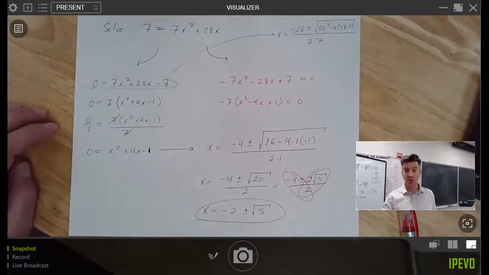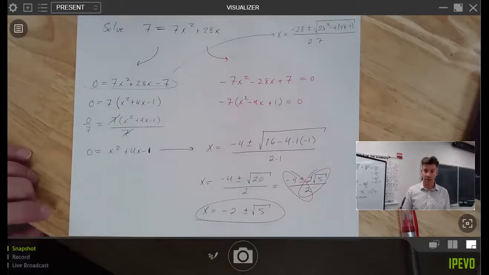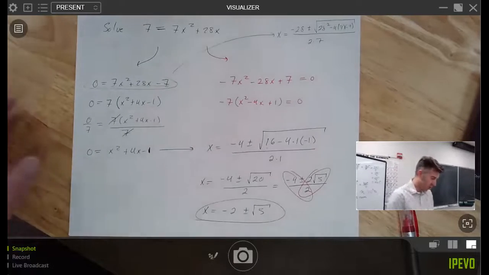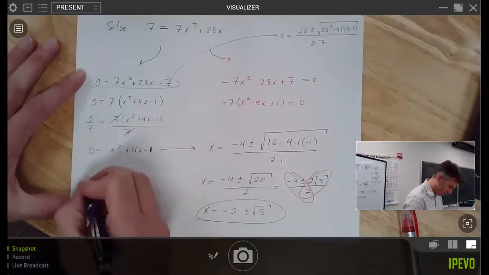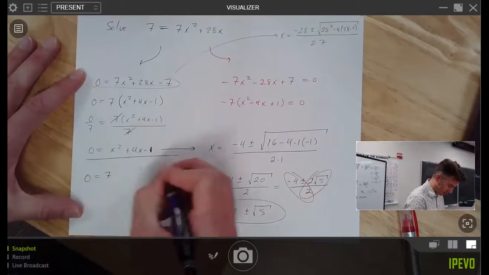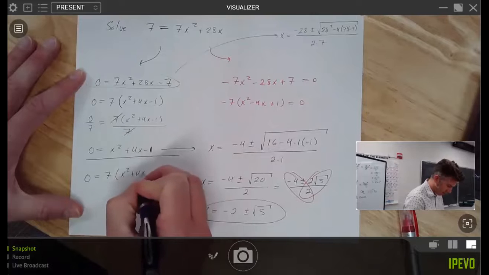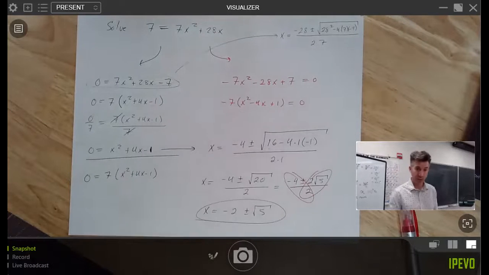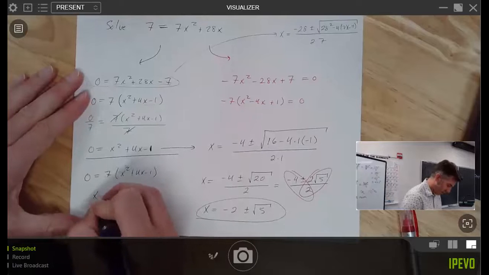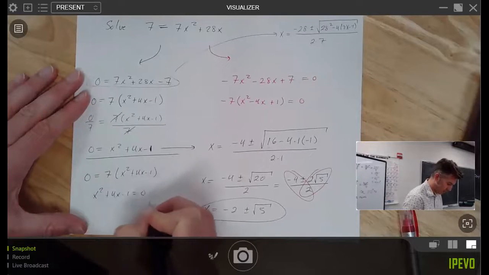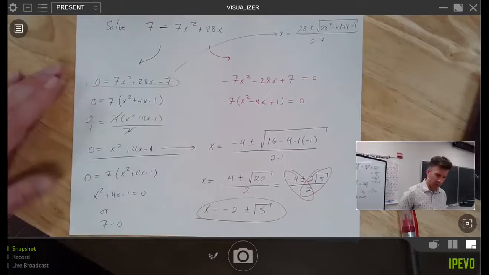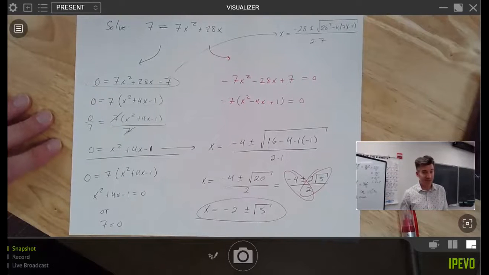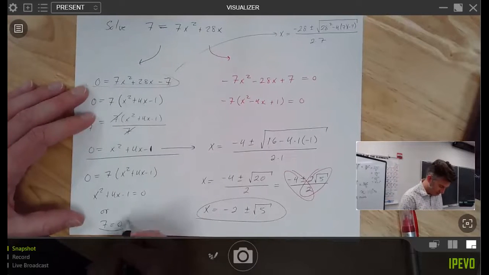No, that's an excellent question. Is 0 also a solution because of the greatest common factor of 7? It is not. So when I get where you're going with this, let's talk about that. If I have 0 equal to 7 times x squared plus 4x minus 1, we typically solve products equal to 0 by setting each factor equal to 0. So technically my solutions are the following: x squared plus 4x minus 1 equal to 0, or 7 equal to 0. But 7 doesn't equal 0. They're very, very different numbers. So this isn't a solution because it's not true.